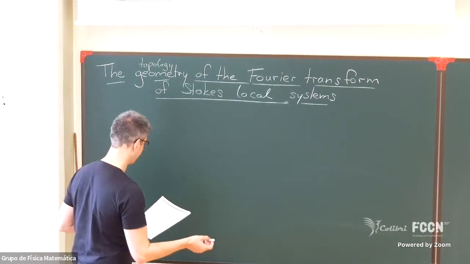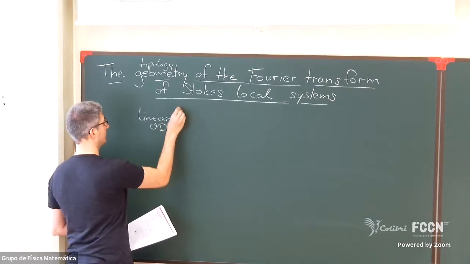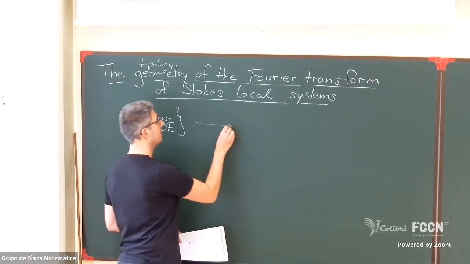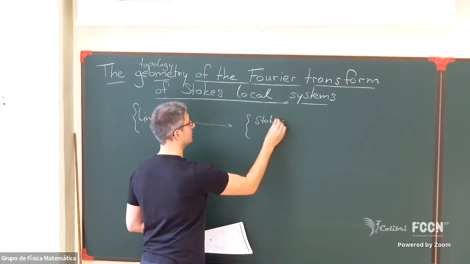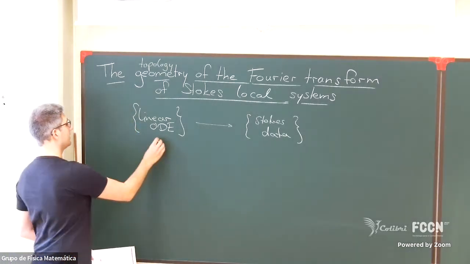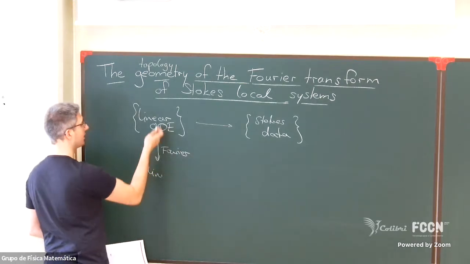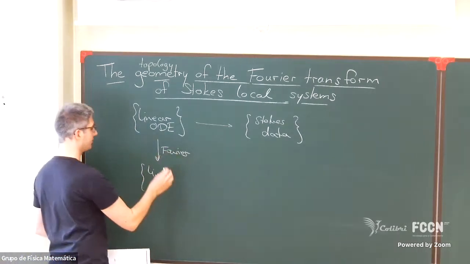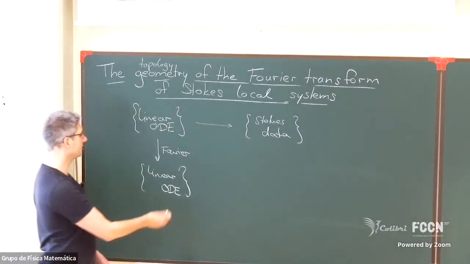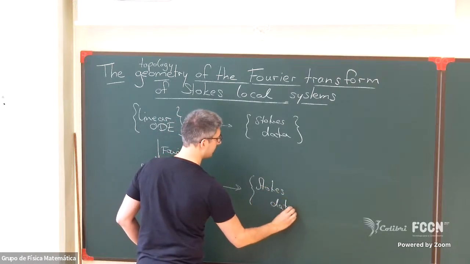So what is the question I will try to answer? This conference is about the geometry of ODEs. So if I have a linear ordinary differential equation, I can associate to it Stokes matrices or Stokes data. And of course, I can consider the Fourier transform: if I start with a linear differential equation, I can apply the Fourier transform to get a different ordinary differential equation. And also to this one, I can associate some Stokes data.